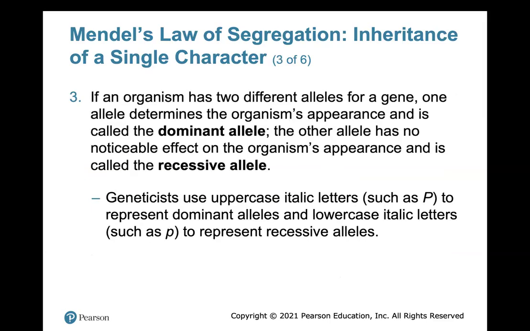If an organism has two different alleles for a gene, one allele will determine the organism's appearance and is called the dominant allele, and the other allele has no noticeable effect on the organism's appearance, and this is called the recessive allele.